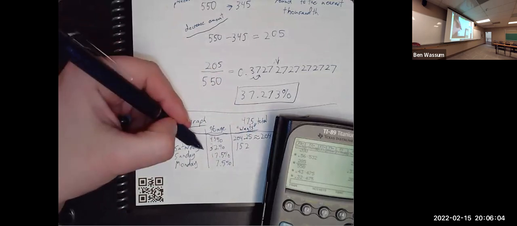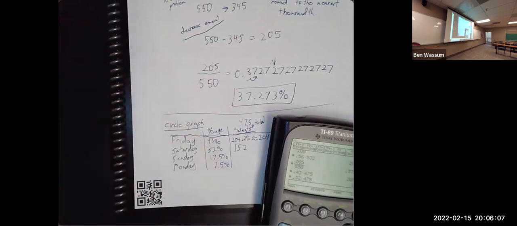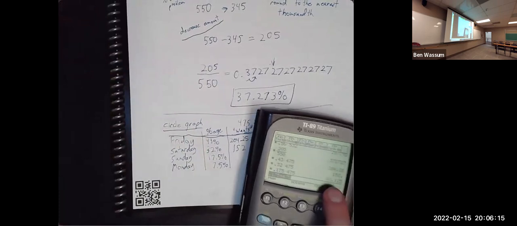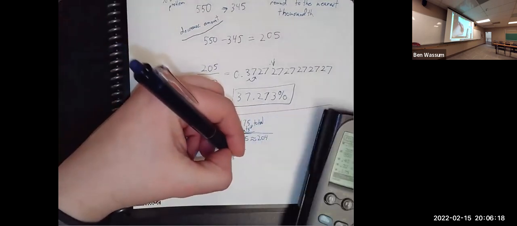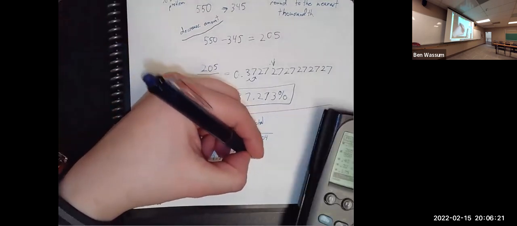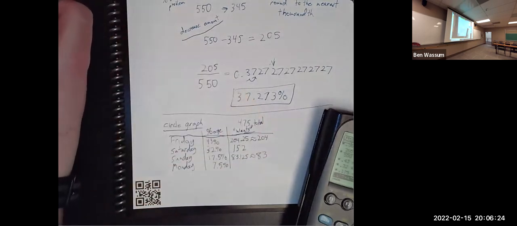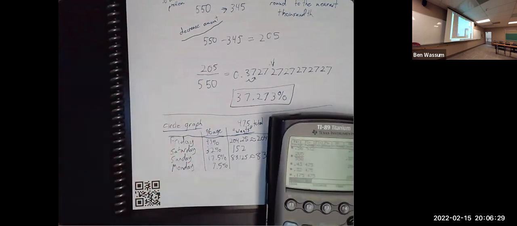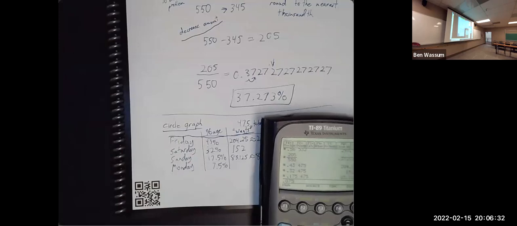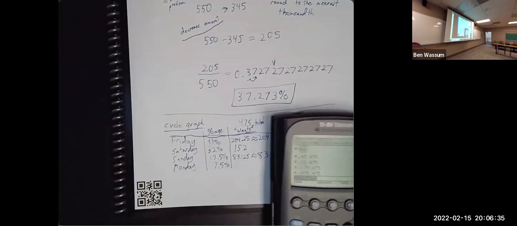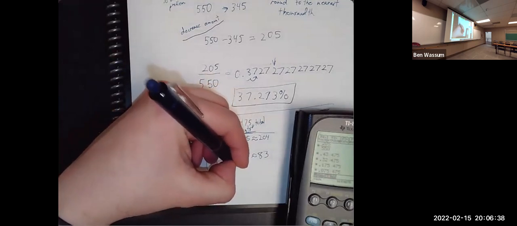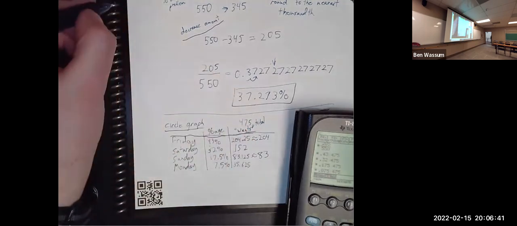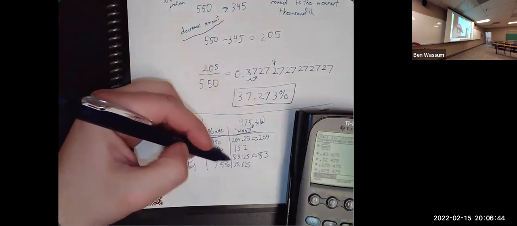Sunday, we have 17.5%. So if I convert that to a decimal, it'd be 0.175. Multiply that by the 475, and I get 83.125. So let's round that to 83. And on Monday, we get 7.5%. So that would be 0.075 times 475. And we get 35.625. Now, if I'm rounding that, one would actually round up, right?